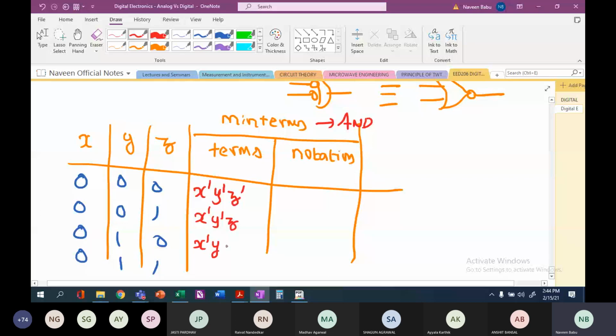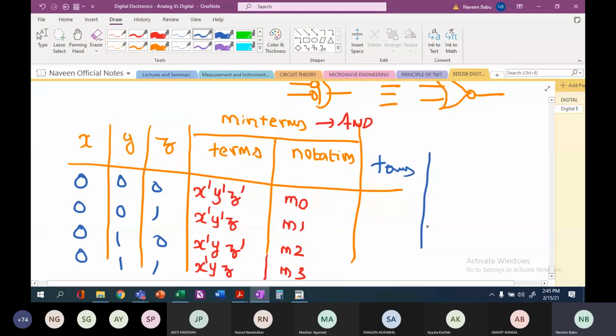X bar, y, z bar, x bar, y, z. These are all minterms. And how do I denote a minterm? I'll write it as small m, and since the decimal equivalent corresponding to 0, 0, 0 is 0, I write the minterm as m0. This one corresponds to m1, this one corresponds to m2 and m3. These are the minterms.